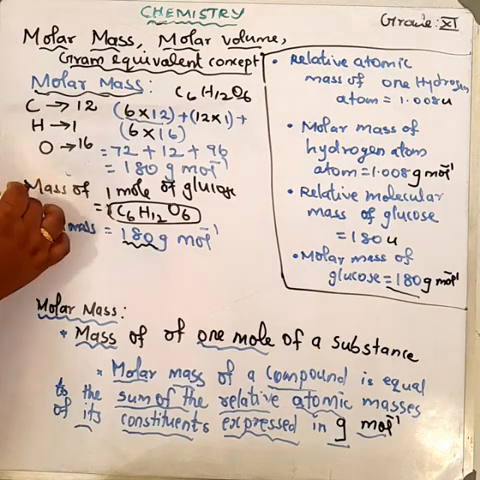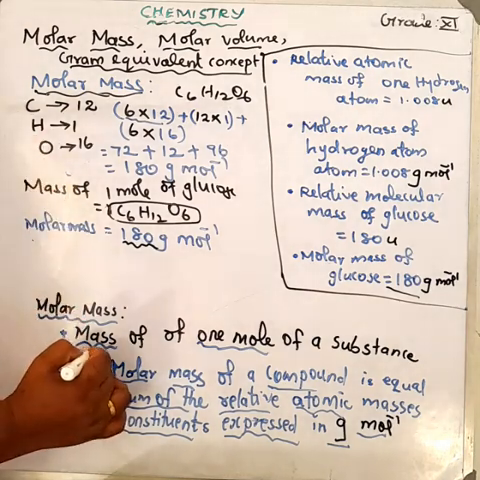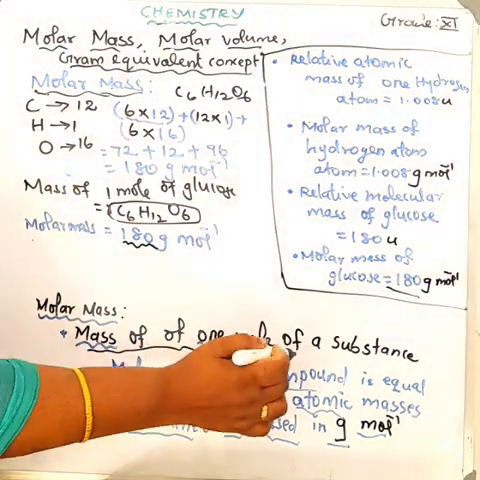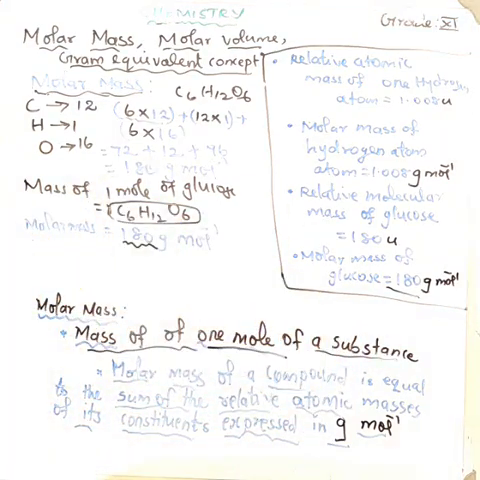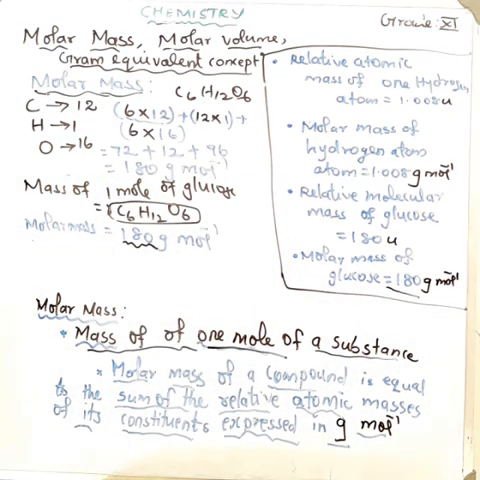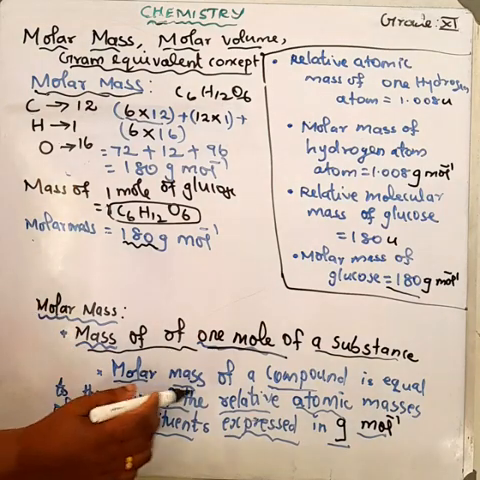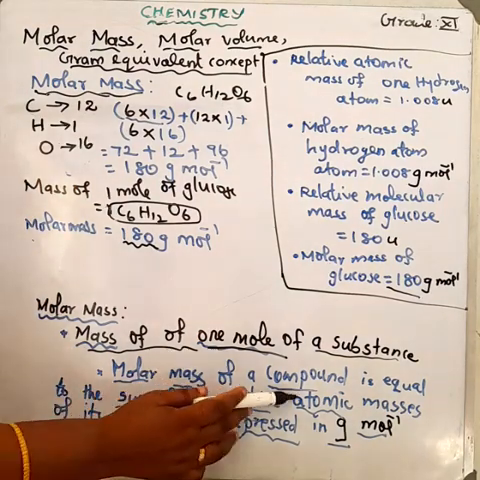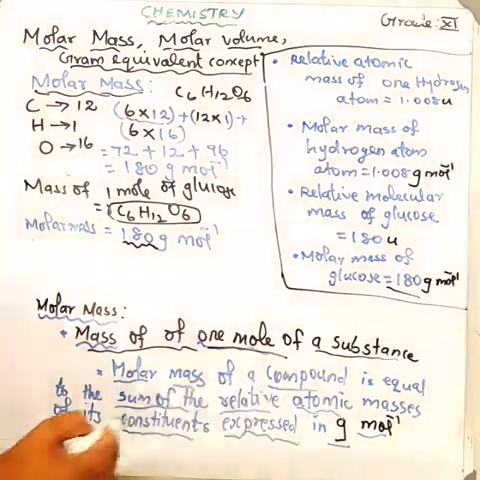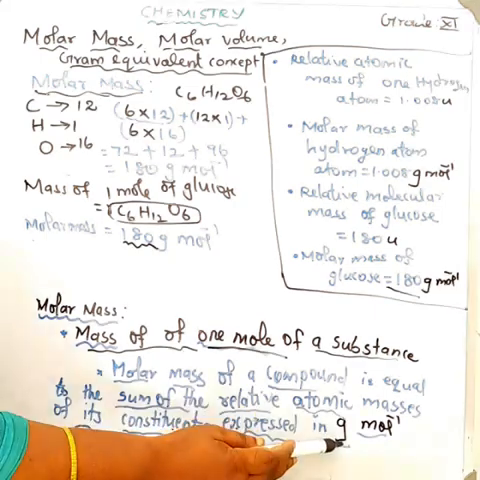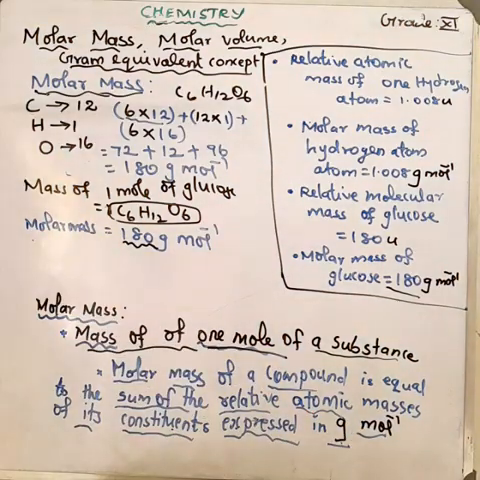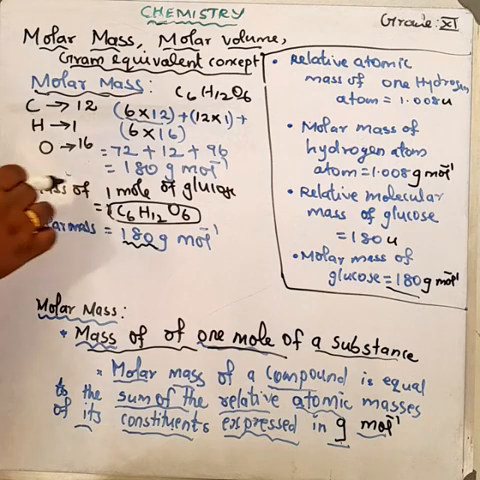Molar mass is defined as the mass of 1 mole of a substance. How do we get the molar mass of a compound? This is equal to the sum of the relative atomic masses of its constituents, expressed in gram per mole. So molar mass we should express in gram per mole.